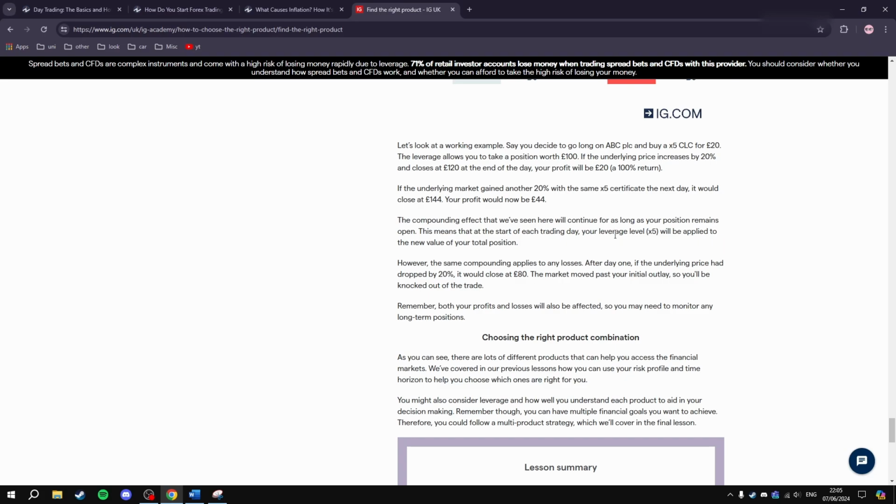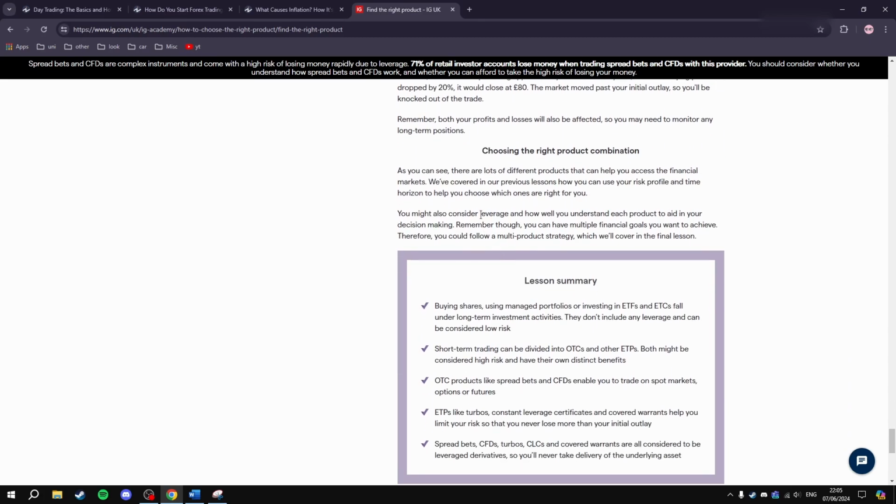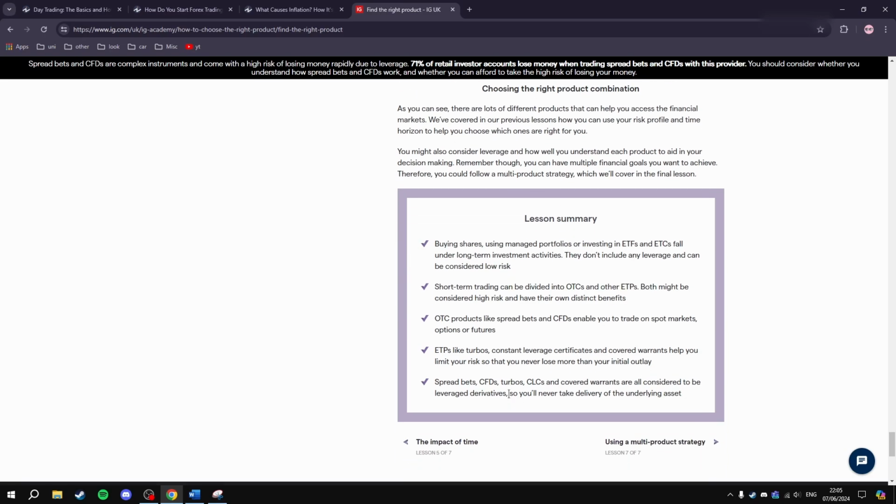Choosing the right product combination. As you can see, there are lots of different products that will help you access the financial markets. We've covered in our previous lessons how you can use your risk profile and time horizon to help you choose which ones are right for you. You might also consider leverage and how well you understand each product to aid in your decision making. Remember though, you can have multiple financial goals you want to achieve. Therefore, you could follow a multi-product strategy which we'll cover in the final lesson.